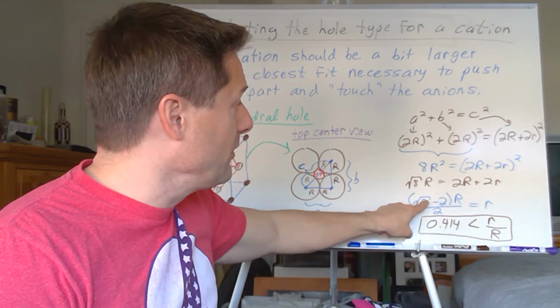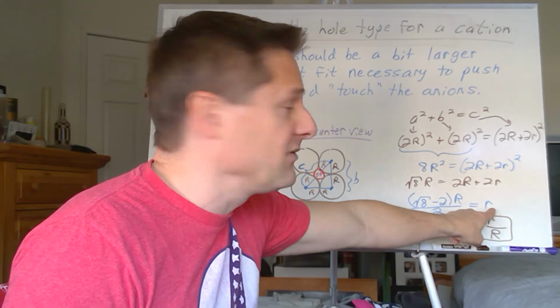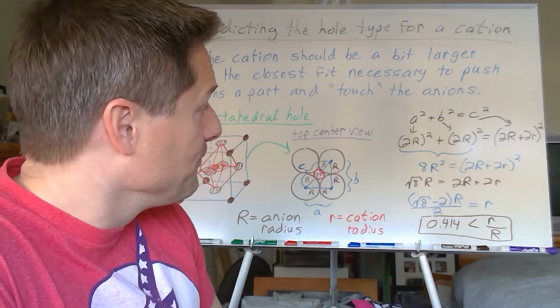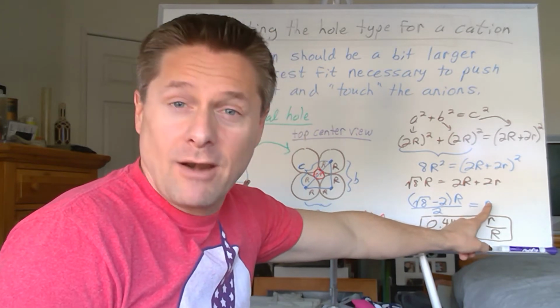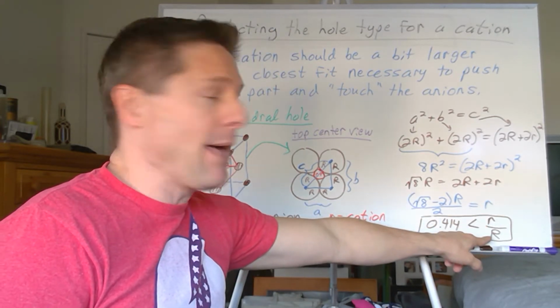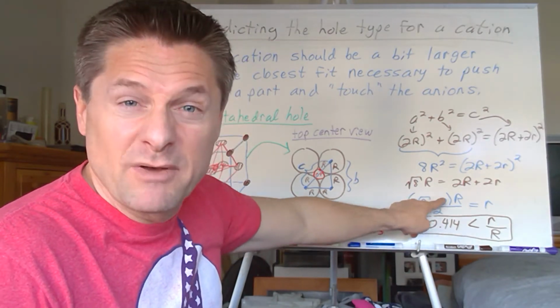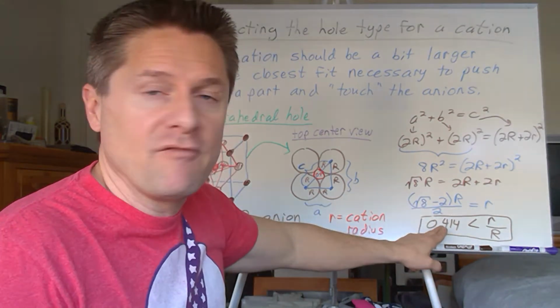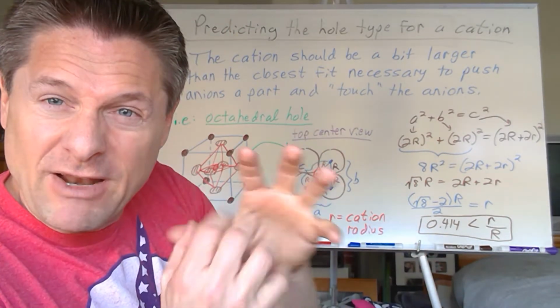So I'm going to get the square root of 8 minus 2 times capital R divided by 2 equals little r, the cation radius. And now just divide both sides by capital R. So little r, the radius of the cation, divided by capital R, the radius of the anion, would equal 0.414. If you take the square root of 8 minus 2 divided by 2, that'd be 0.414. And remember, that would be perfect closest packing.